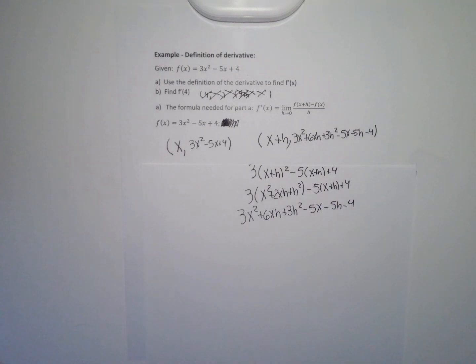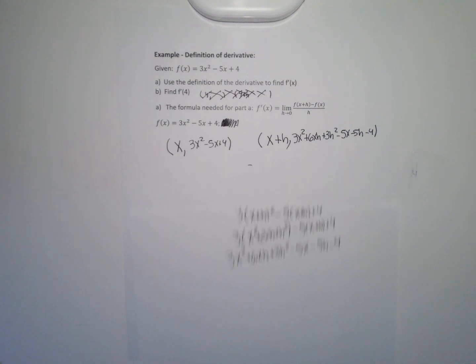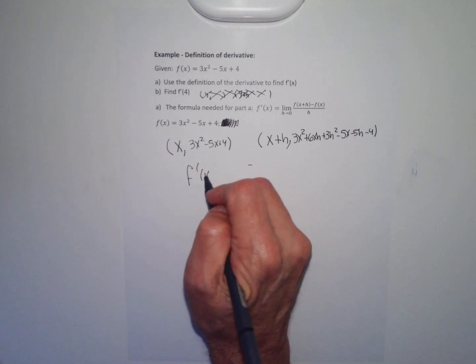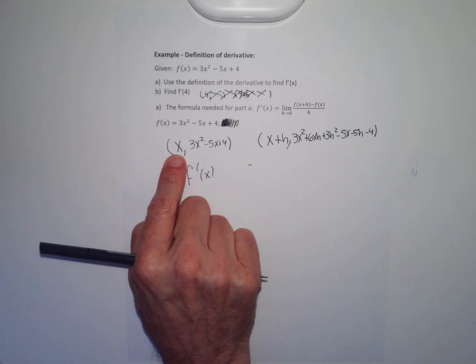I have my 2 points. Now I'm going to find the slope of the line that connects those 2 points and take the limit as h goes to 0. So instead of writing now f prime of some number, I'm going to write f prime of x, which is that value right there.